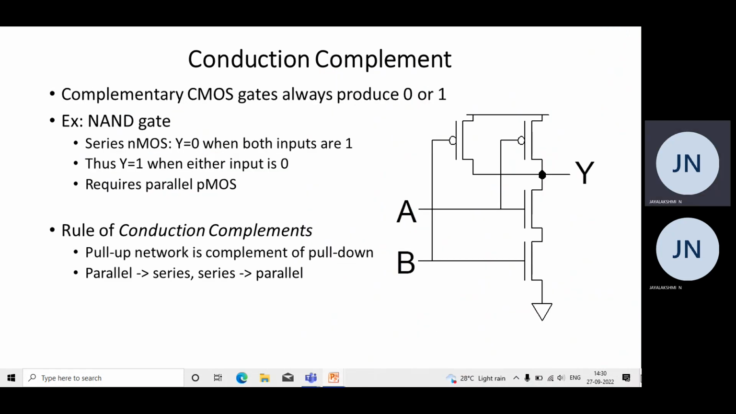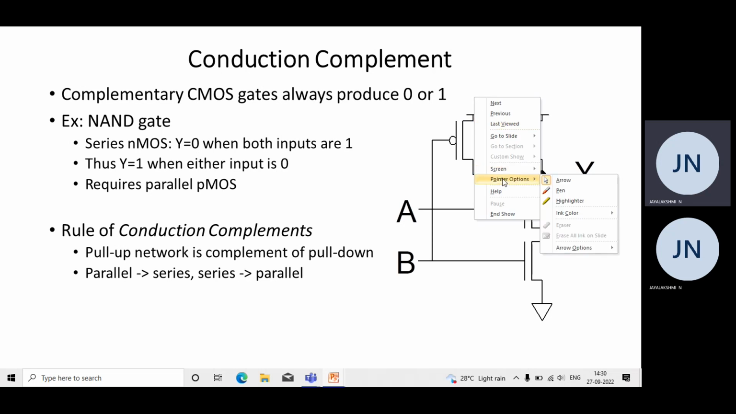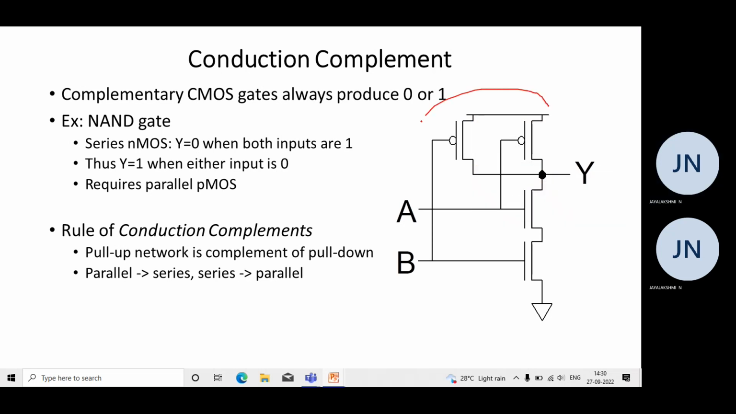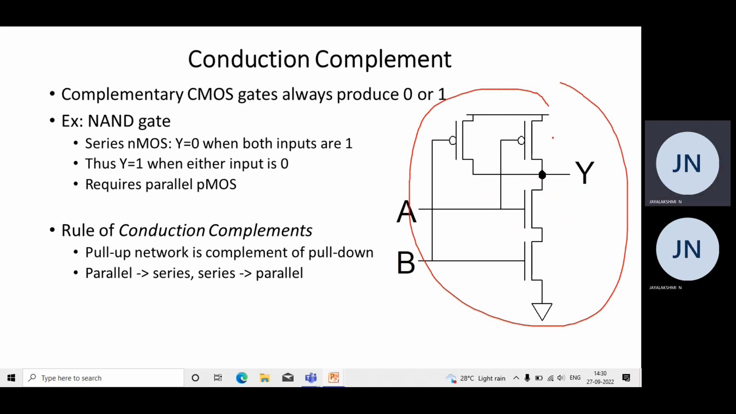Next, we're going to discuss the conduction complement. The figure shows the schematic diagram of a 2-input CMOS NAND gate, with two PMOS transistors connected in parallel and two NMOS transistors connected in series. We have two inputs A and B, and only one output, Y.